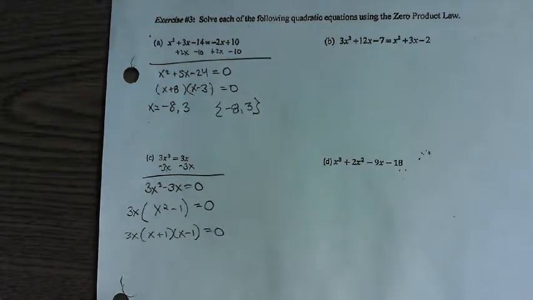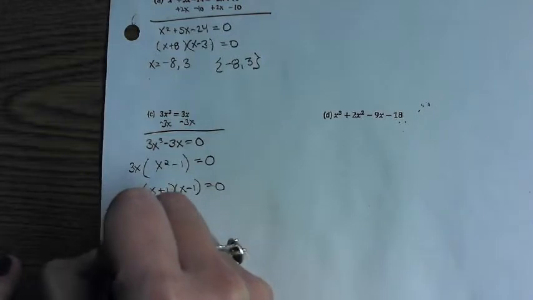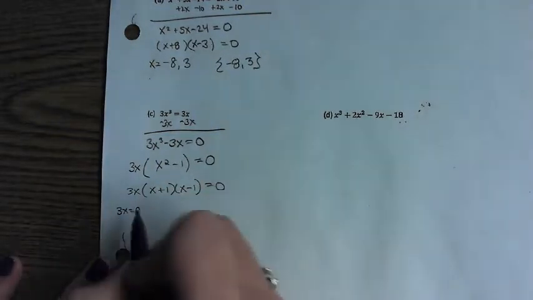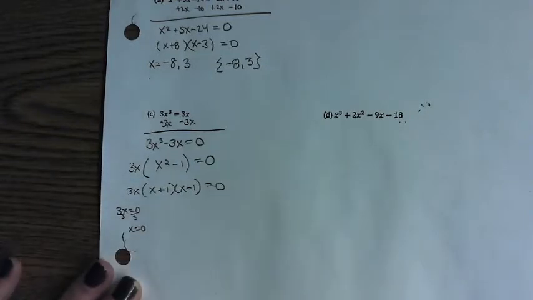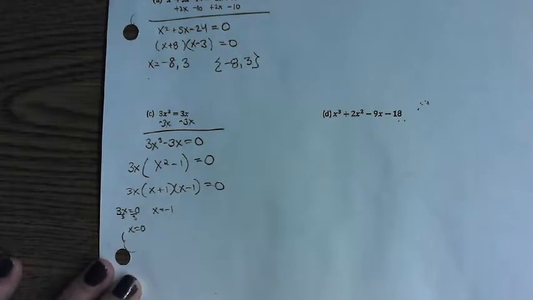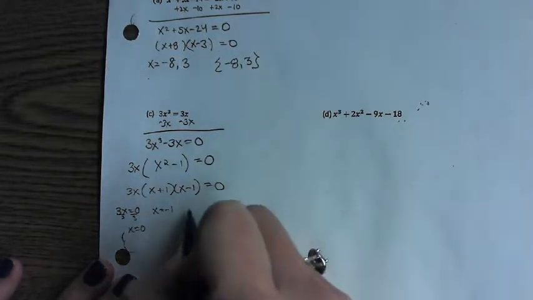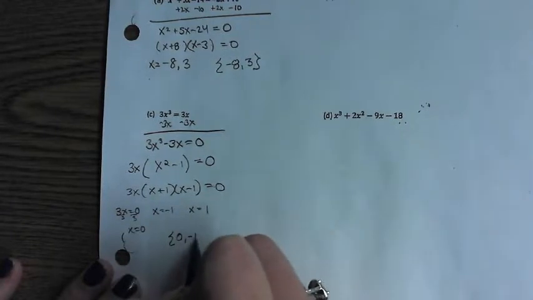So we have 3 factors here, and all 3 of these do have an x. So we will have 3 solutions. If we tee up 3x equals 0, and we solve that by dividing both sides by 3, x equals 0 is one solution. On the second factor, x will equal negative 1. And on the third factor, x will equal positive 1. So your solutions are 0, negative 1, and 1.